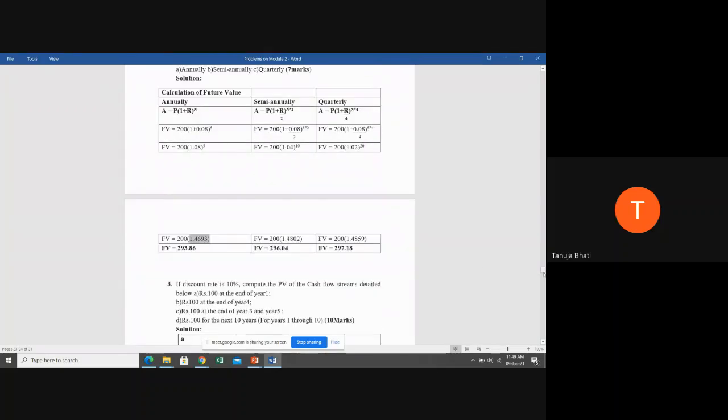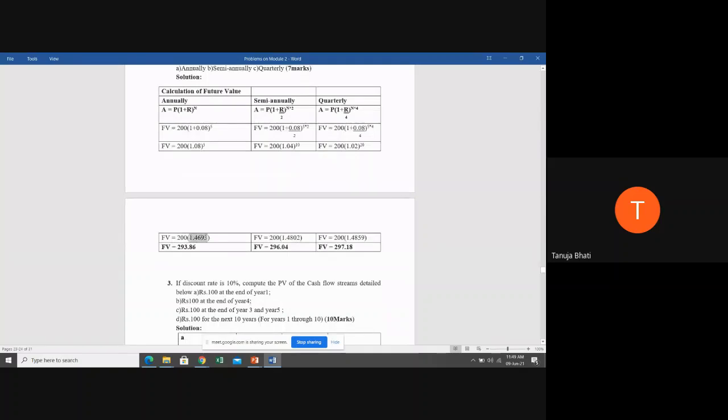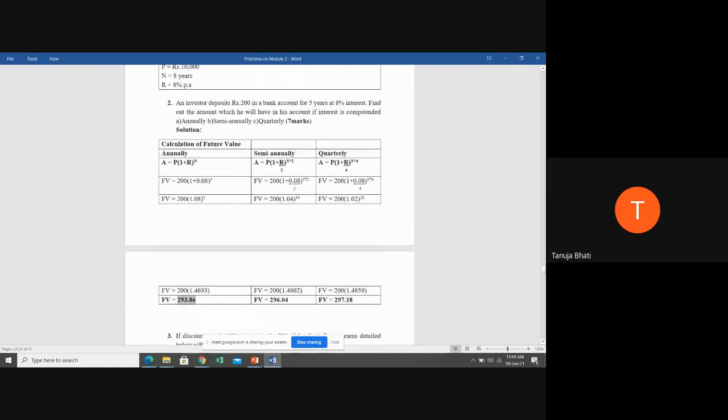1.4693. Now can anyone tell me from which table I have to take this particular figure? Table number 1, students. Table number 1. So I multiply this by 200 and I get this particular answer, that is 293.86, if 200 rupees is kept for 5 years at a rate of interest of 8%.